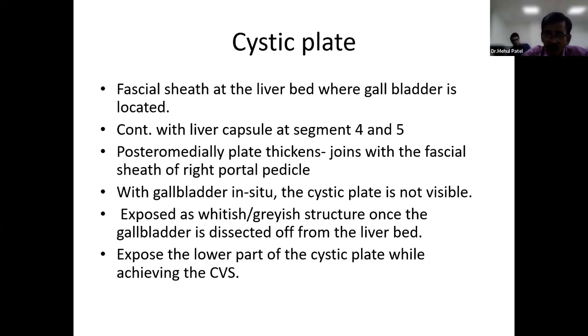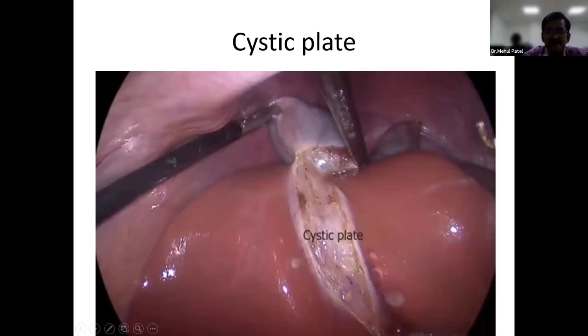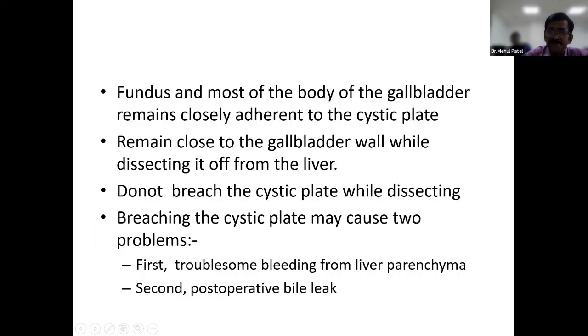As you reflect the gallbladder from the bed after dividing the cystic pedicle, you can see the cystic plate, and you can see the clear fibrous band between the gallbladder and the cystic plate. This is the cystic plate. As you reflect the gallbladder, you find there is a fine layer of fascial sheath in the bed. This is described as cystic plate. So while doing cholecystectomy, we should not breach this plate.